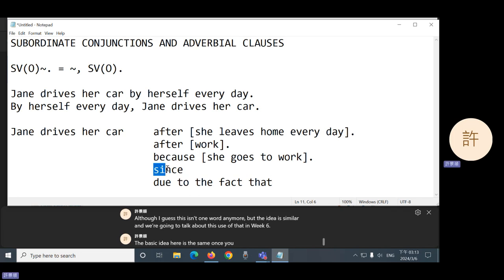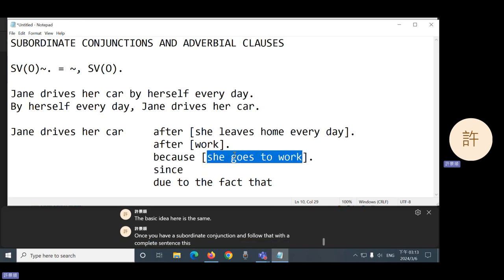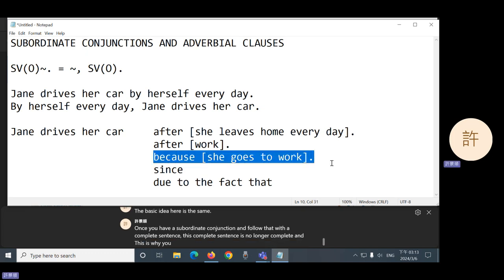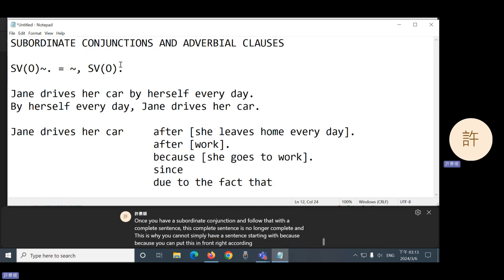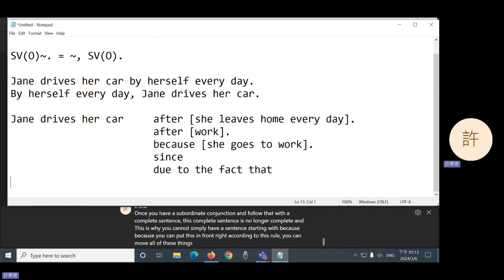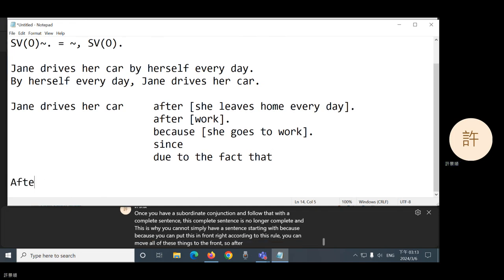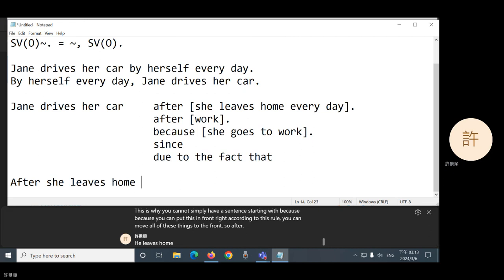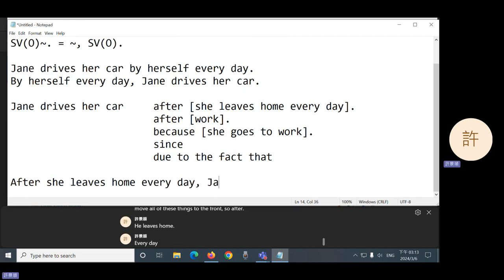Once you have a subordinate conjunction and follow that with a complete sentence, this complete sentence is no longer complete. And this is why you cannot simply have a sentence starting with "because." Because you can put this in front, right? According to this rule, you can move all of these things to the front. So "after he leaves home every day, Jane drives her car" is a perfectly okay sentence.